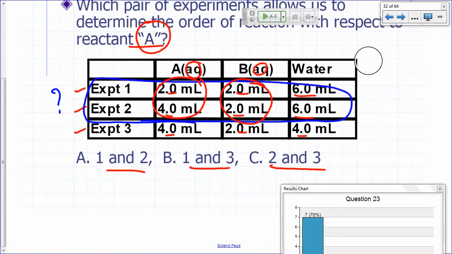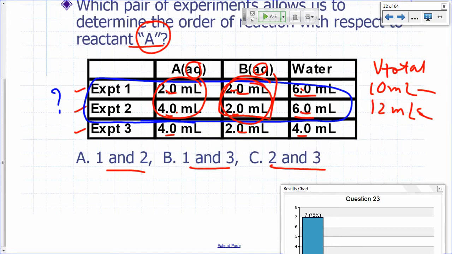Look at the total volume of your mixture. This is 2 plus 2 plus 6. That's 10 mL, right? And here you have 4 plus 2 plus 6. That's 12 mL. You have the same amount of B, but the total volume is not the same. The concentration of B is not the same in both experiments. So A is wrong. Okay? So it's not A. So let's do a do-over. Let's pick between choices B and C.